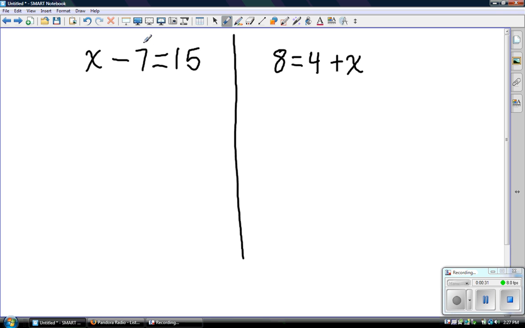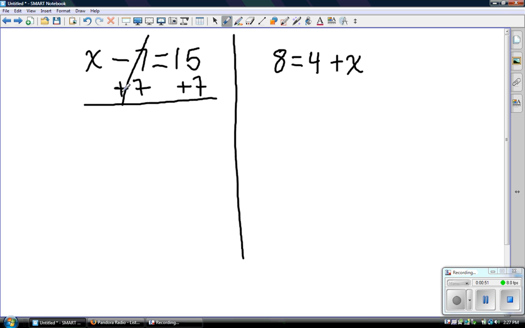x is being subtracted by 7, so we're going to think about what's the opposite of that. The opposite of subtracting 7 is adding 7. So we're going to add 7 to the left-hand side of the equation. Now we're going to do the exact same thing to the right-hand side of the equation. That's the balance part of this. The equation's not true unless you balance it out.